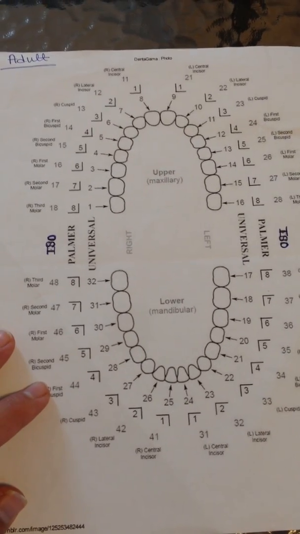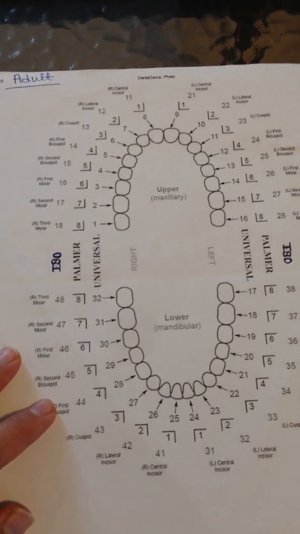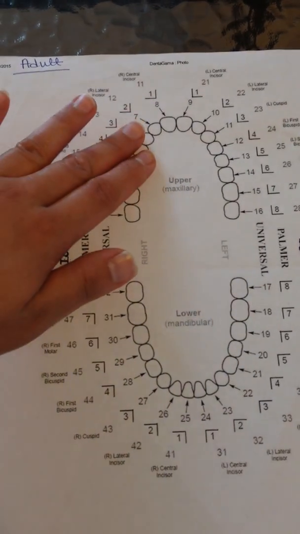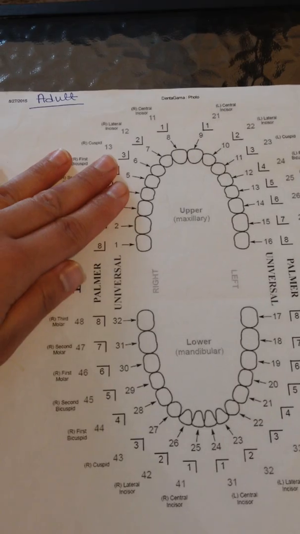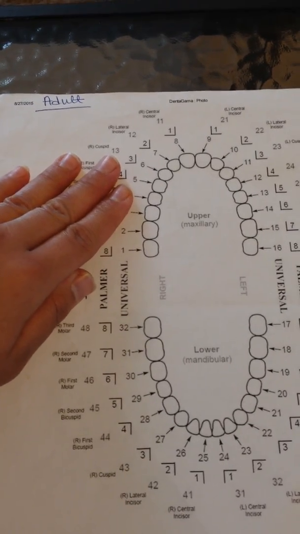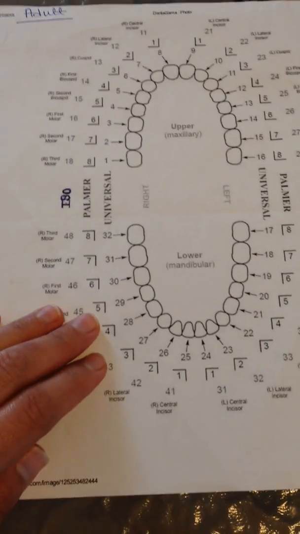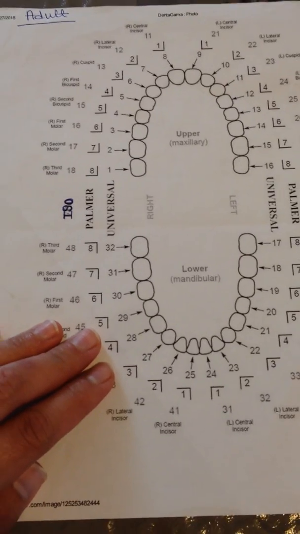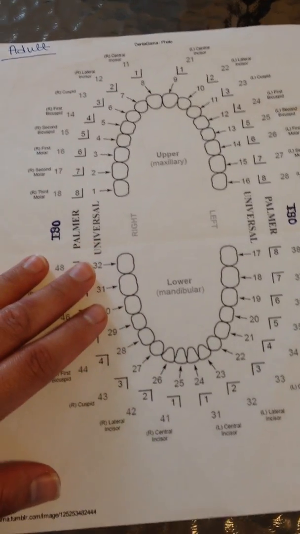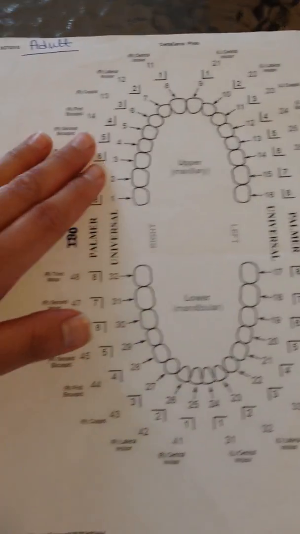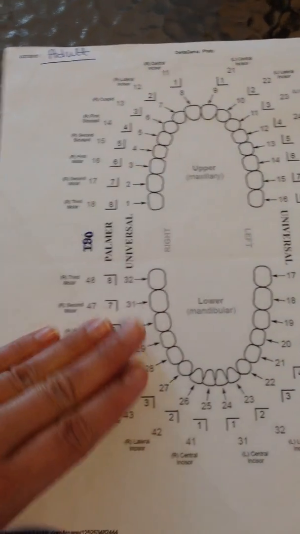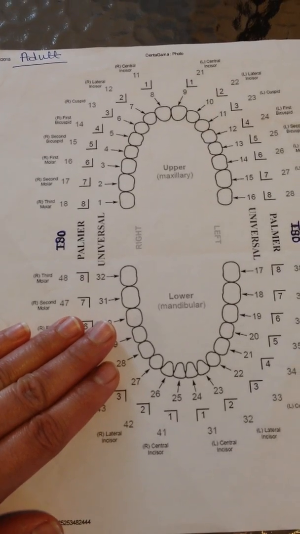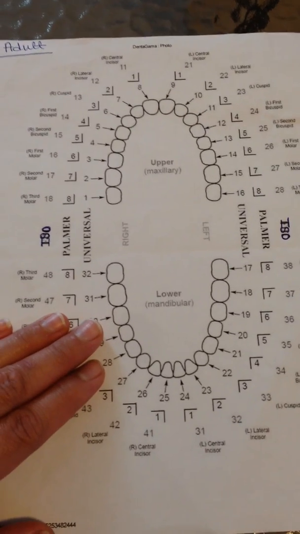So before we get to those numbers, we're going to talk about the upper and the lower. For the upper part, it's called maxillary. For the bottom part, it's called mandibular. So it'll make it easier for people to recognize the upper and the lower. Upper is maxillary, lower is mandibular.